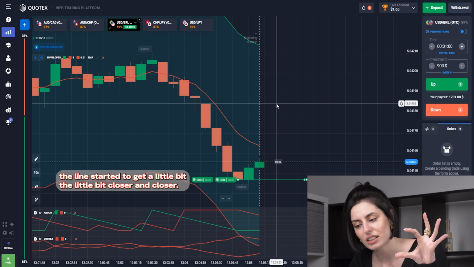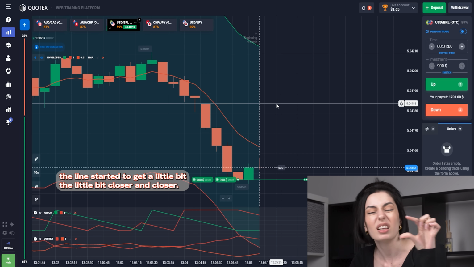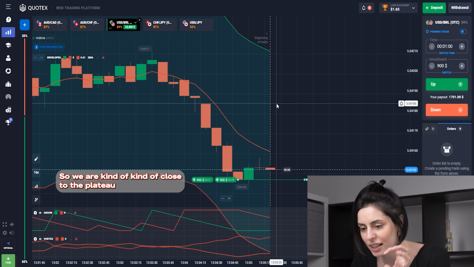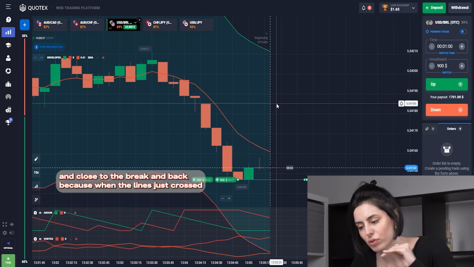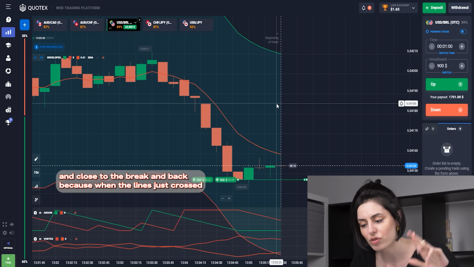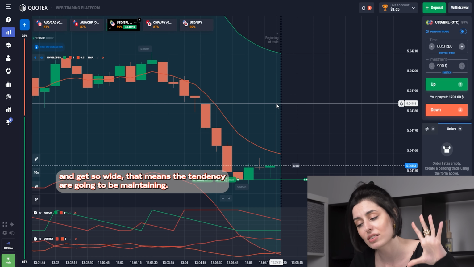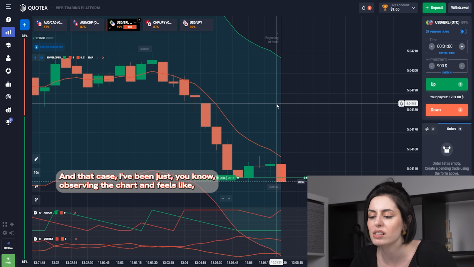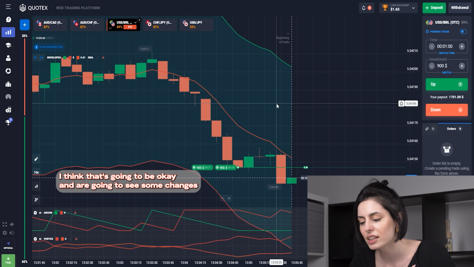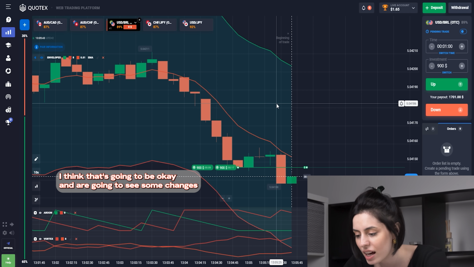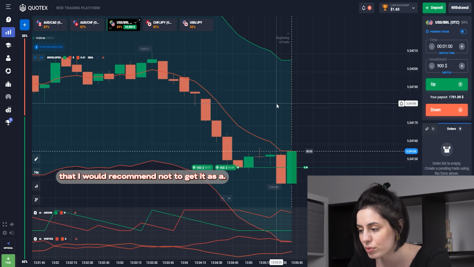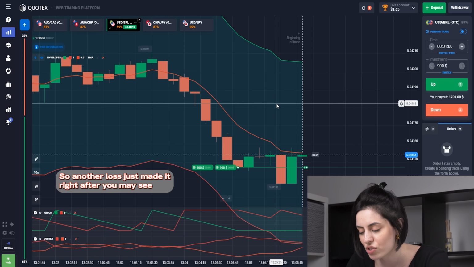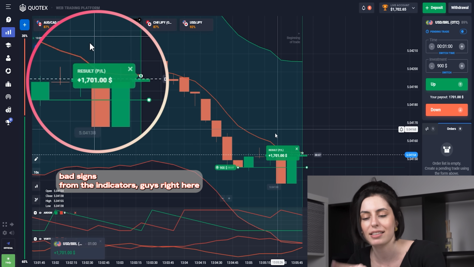When you see that the lines started to get a little bit closer, that means the crossing is going to happen, so we are kind of close to the plateau and close to breaking back. Because when the lines have crossed and get so wide, that means the tendency is going to be maintained. I've been just observing the chart and feel like, okay, that's supposed to be the end. I think that's going to be okay, and I'm going to see some changes. But I would recommend not to take it as another loss. Just make it right after you see the signs from the indicator.